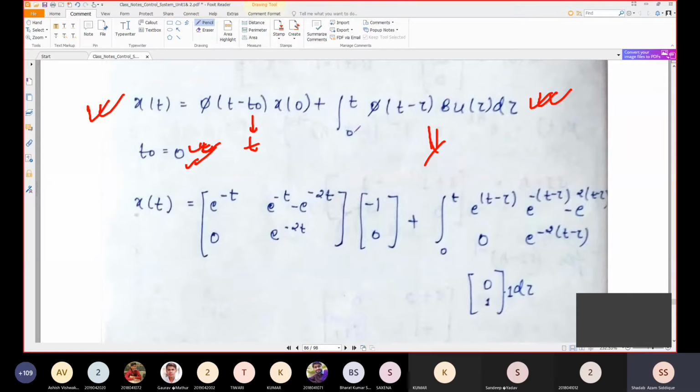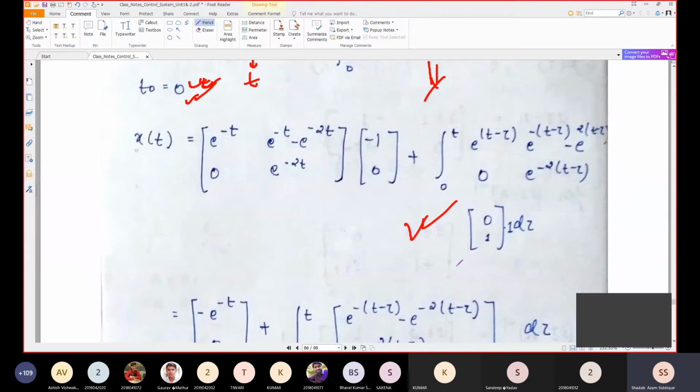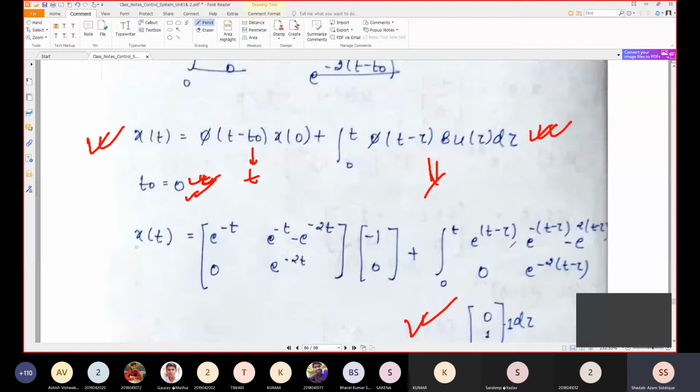Now here also you can substitute. T naught is 0, so that will be integral 0 to t and phi of t minus tau. You simply substitute all these and find the solution using the formula. You should substitute the B matrix which is given here. Instead of u of t it is written as 1. Why is it written as 1? Because the problem gives u of t is equal to 1 for t greater than or equal to 0. So t is basically starting from 0 and ending at t, and in the whole domain u of t is 1. That's why it is written as 1.